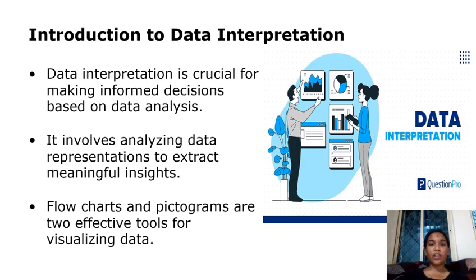Now, introduction to data interpretation. Data interpretation is crucial for making informed decisions based on data analysis. It involves analyzing data representations to extract meaningful insights. Flowcharts and pictograms are two effective tools for visualizing data. It's very easy to represent data by using flowcharts and pictograms.